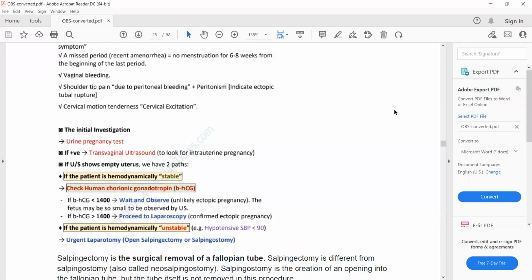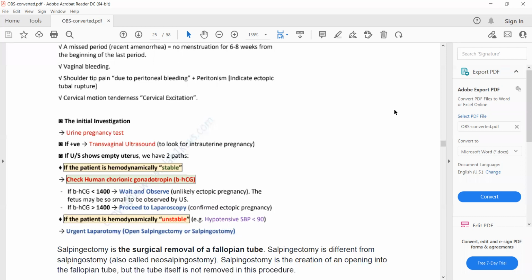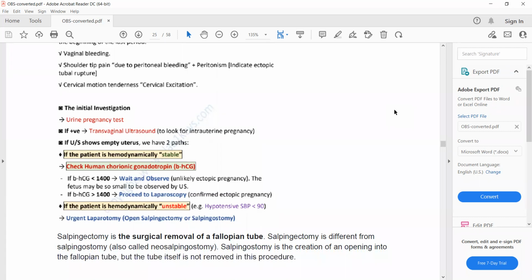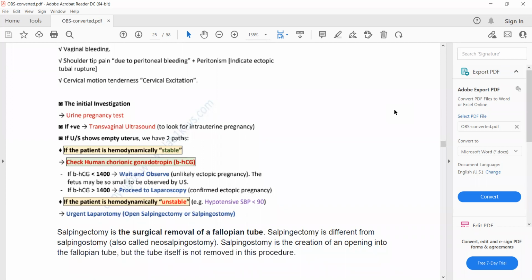And if transvaginal ultrasound shows an empty uterus, then we have two paths. An empty uterus means the suspicion of ectopic pregnancy is high, because the uterus is empty on transvaginal ultrasound and the urine pregnancy test is positive. So to confirm whether it's ectopic pregnancy or not, we have two pathways. One pathway is for the patient who is hemodynamically stable, and one pathway is for the patient who is hemodynamically unstable. Remember that rupture of ectopic pregnancy can lead to internal bleeding, so the patient may develop hypotension and shock.